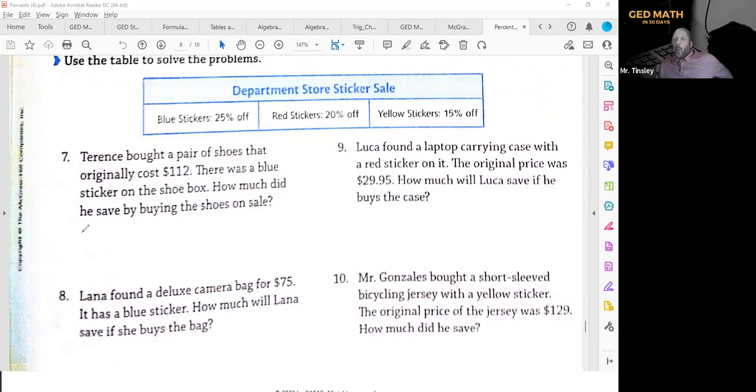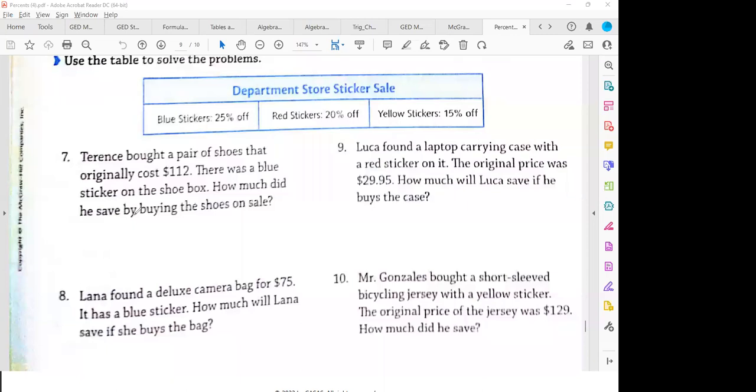$10. Nope. Does anybody know how to find 10% of any number? Is it 102? Nope. Definitely not. 102 is close to 112. That's like 90%. How can we find 10% of any number? Multiply it, right? 112 times 10%.